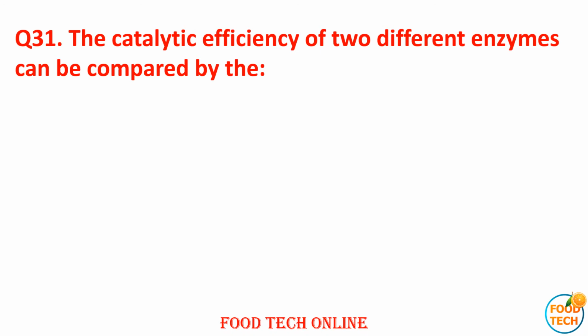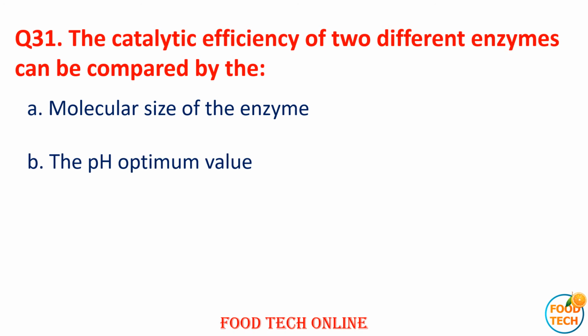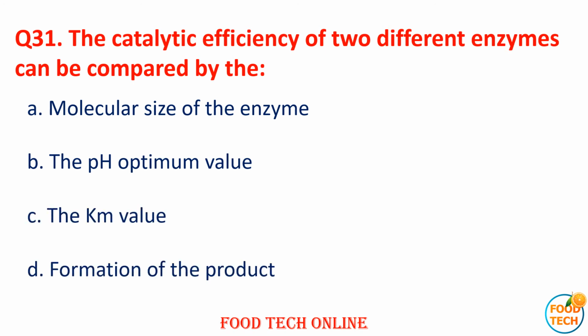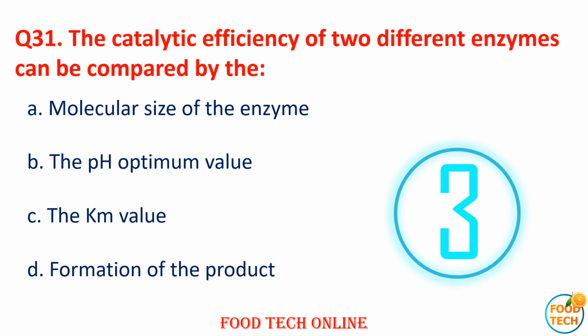Question 31. The catalytic efficiency of two different enzymes can be compared by the A. Molecular size of enzyme, B. The pH optimum value, C. The Km value, and D. Formation of the product. Answer C. The Km value.